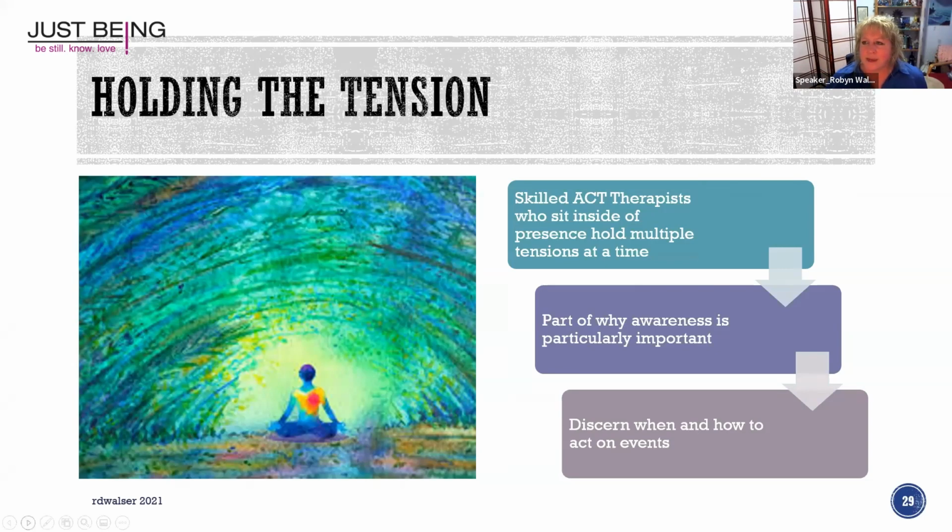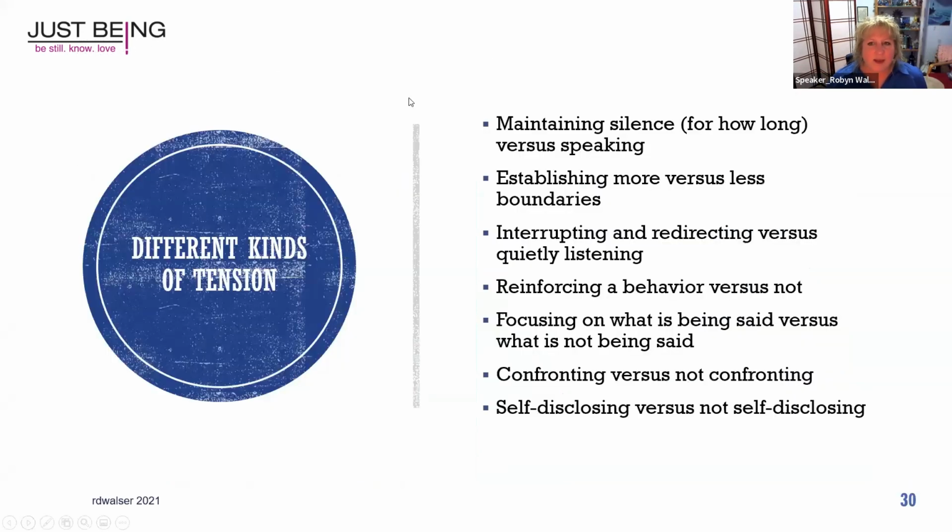And just to give an example of what I'm speaking to, what are the different kinds of tensions that we might be asked to hold? Like, how long do you maintain silence before speaking? And if you feel that tension, I can hold that space. Or establishing more versus less boundaries. Do I interrupt and redirect, or do I quietly listen? Do I reinforce? Do I not reinforce? Focusing on what is being said versus what is not being said. Confronting versus not confronting. Disclosing versus not disclosing. Like, there's all kinds of tensions in the therapy room.